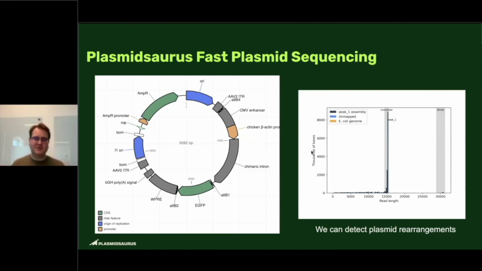Not only that, but our sequencing can resolve very complex rearrangements of plasmids. So the data here on the right is an example of a plasmid that is recombining with itself and creating a dimer at a low frequency in the population. These results are extremely useful and important when you're thinking about scaling up your plasmids, where small amounts of contaminants can later become big problems in downstream work.